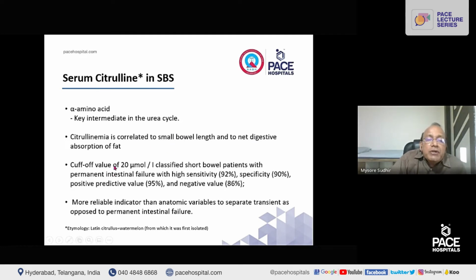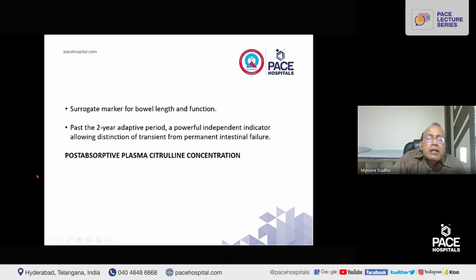The cutoff value of 20 micromole per liter is used to classify short bowel patients. With permanent intestinal failure, it has a high sensitivity, a high specificity, a positive predictive value, and a negative predictive value. So it is a more reliable indicator than anatomical variables to separate transient as opposed to permanent intestinal failure. So if this is elevated, consider permanent intestinal failure. It is a surrogate marker for the bowel length and function, not only for the length but also the function of the remaining bowel. It allows the distinction of transient from permanent intestinal failure.